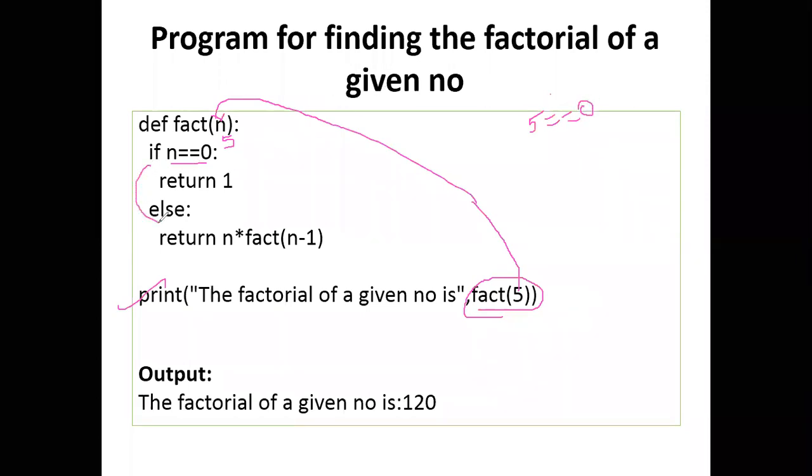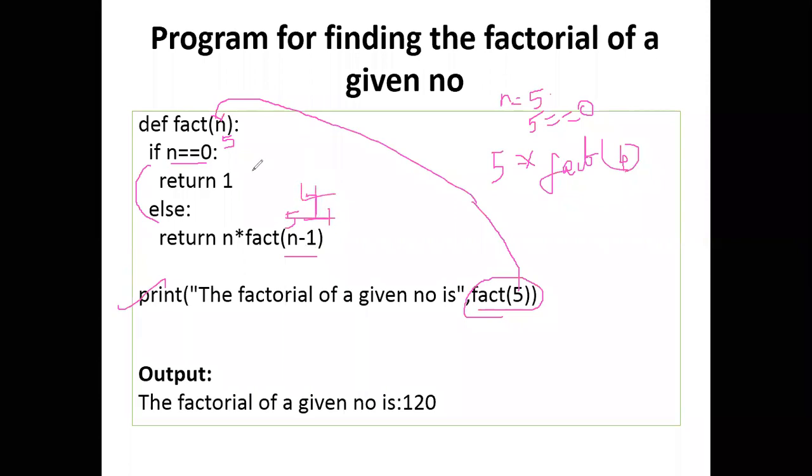So it will come to the else statement. In the else statement, you have return of n into fact of n minus 1. What is the n value now? n is equal to 5, correct? You checked the condition, it is false, so you came to the else statement. So the value of n is 5, and we have 5 into fact of n minus 1. n is 5, so 5 minus 1. So here you will get fact of 4.